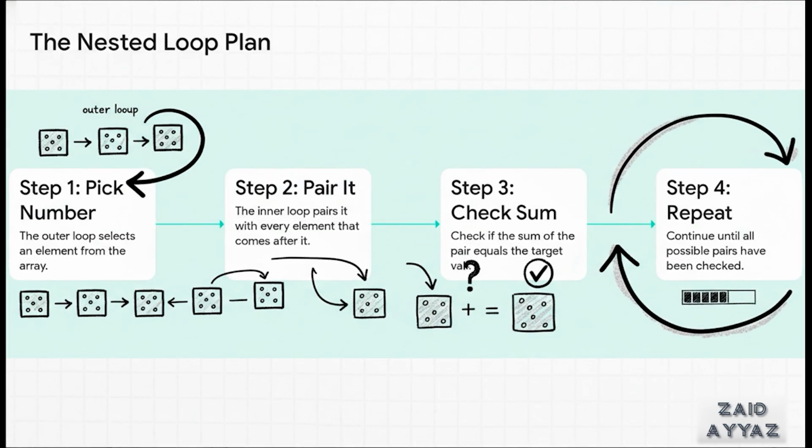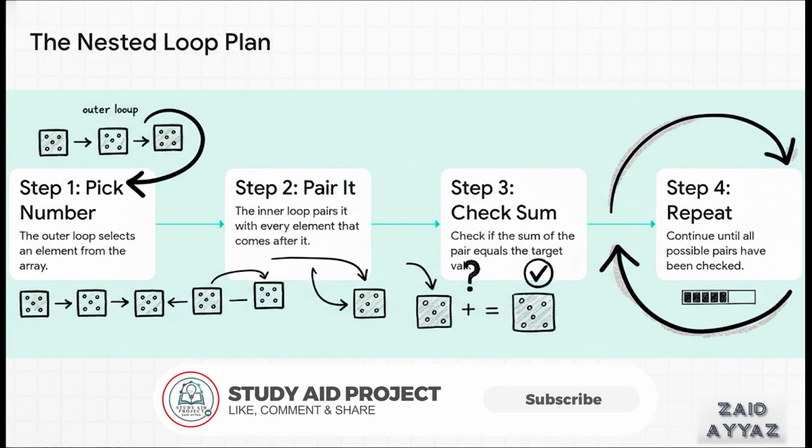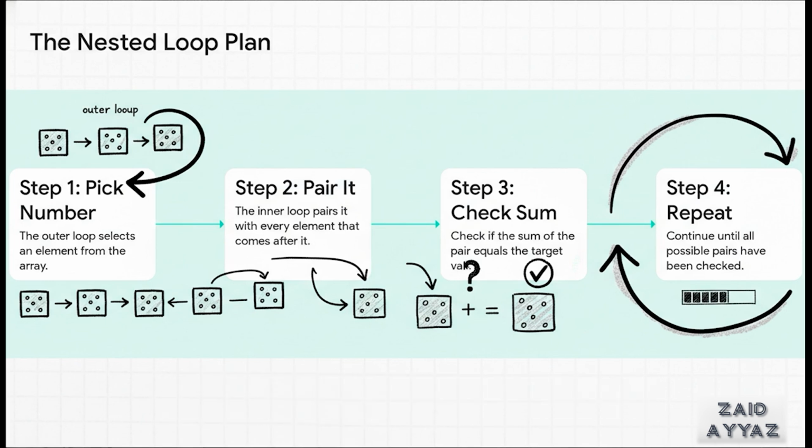The strategy here is what's called a nested loop. You can think of it as the brute force approach. It's really thorough. We have an outer loop that picks a number. Then, an inner loop kicks in and pairs that number with every single other number that comes after it. It checks the sum each time. Once it's done with the first number, the outer loop just moves to the next one and does it all over again. Let's watch it happen.